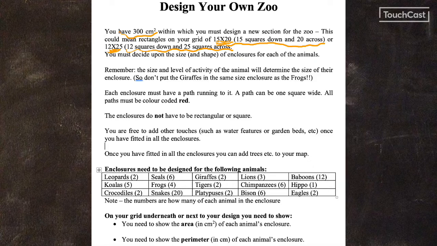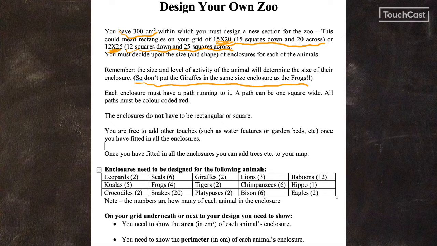Down below there are some different animals that you need to include. You can decide on the size and shape of the enclosures for each animal. So you have to have a careful look at the animals and think about how big they are and the kind of activity they're going to do, because that's going to help you work out how big their enclosure is. There's a very basic example: you wouldn't put the giraffes in the same size enclosure as the frogs. I don't know how the giraffes would go in a tiny little space that frogs need, and I don't know how frogs would necessarily go in the same size enclosure as the giraffes.